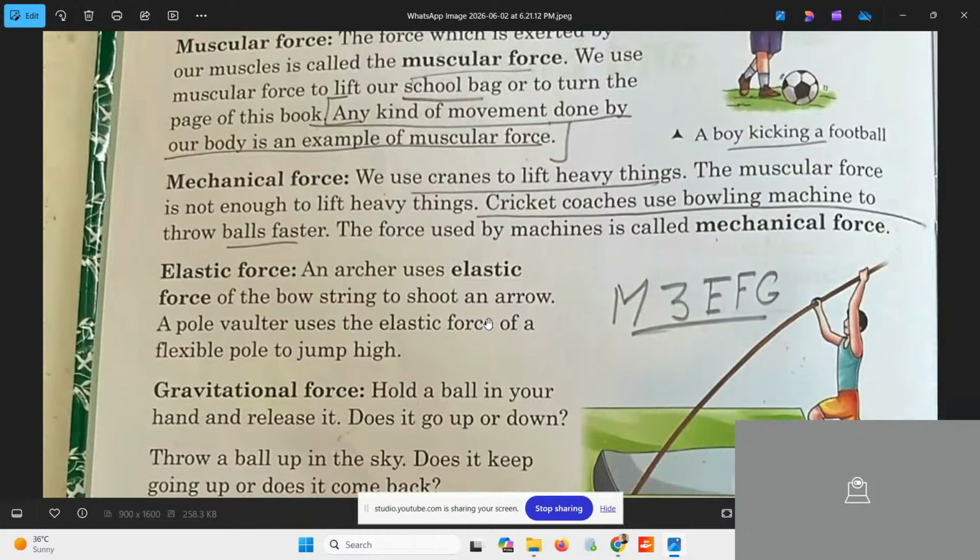Can you see this guy? He is called a pole vaulter. He is using the elastic force of a flexible pole to jump high. There are two types of forces. First, he applies muscular force to pull the pole down. The moment he does, another force is applied to him, called elastic force, by the flexible pole. Remember? In higher classes, you will understand better.